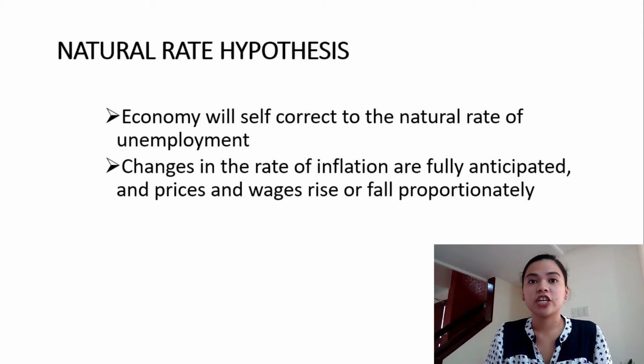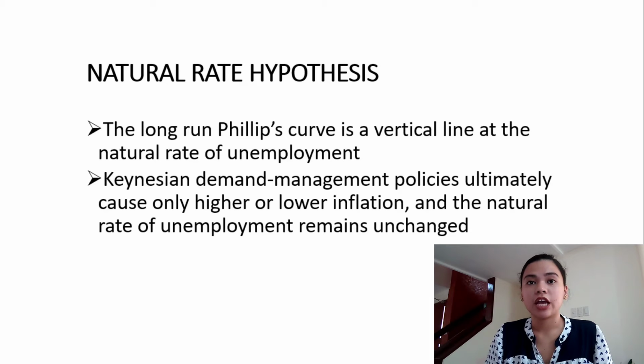Over time, changes in the rate of inflation are fully anticipated, and prices and wages rise or fall proportionately. As a result, the long-run Phillips curve is a vertical line at the natural rate of unemployment. Thus, Keynesian demand management policies ultimately cause only higher or lower inflation, and the natural rate of unemployment remains unchanged.